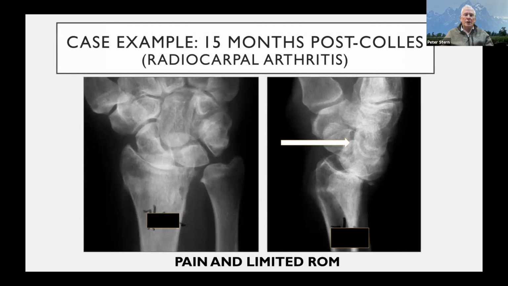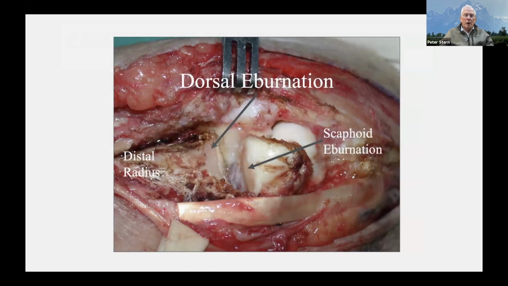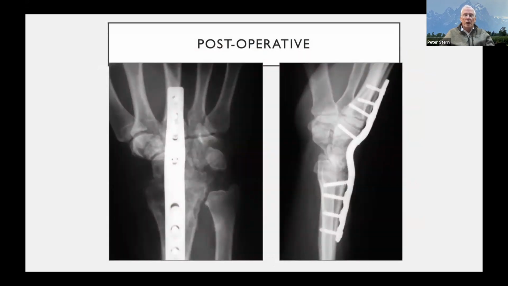Here's a case example. This is a patient of mine who presented 15 months after an untreated Colles fracture. You can see marked narrowing between the scaphoid facet to the distal radius and scaphoid, as well as dorsal carpal translation. A photograph taken at the time of surgery shows complete eburnation of bone on the distal radius and scaphoid. And this was treated with an arthrodesis. Patient was very happy and went on about his way.